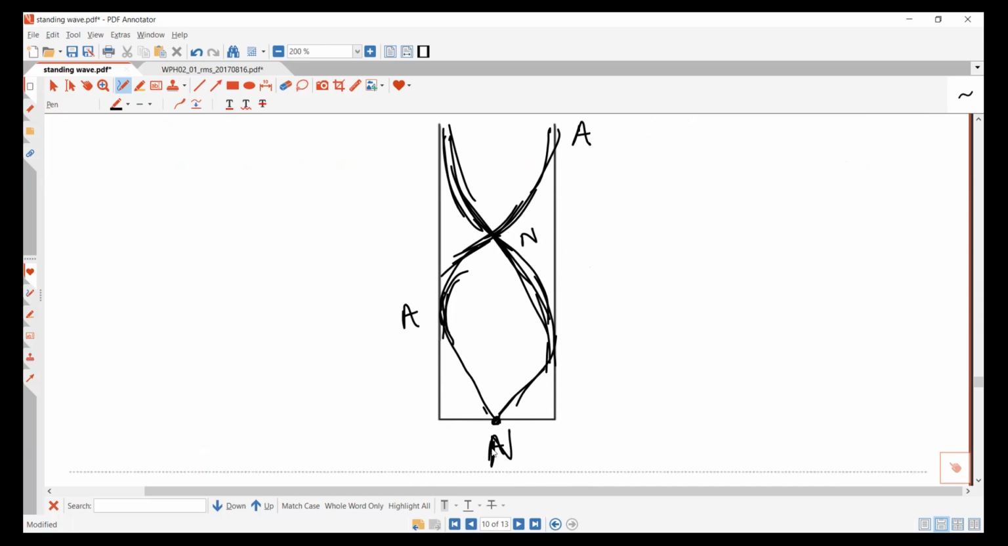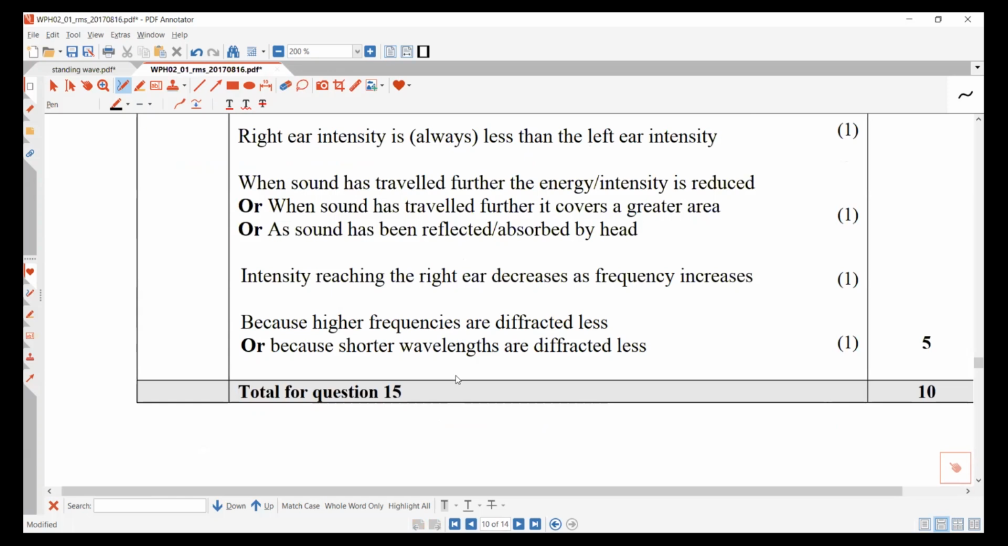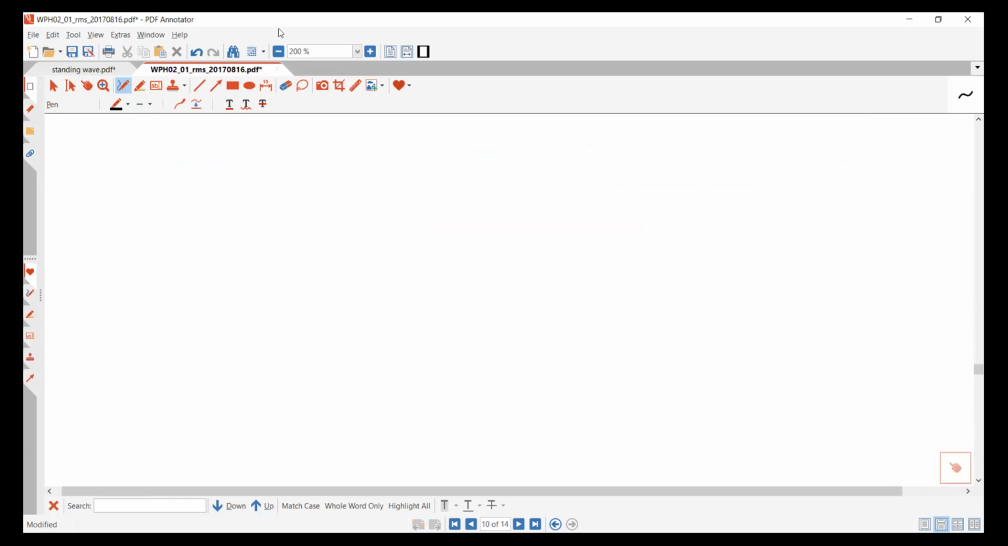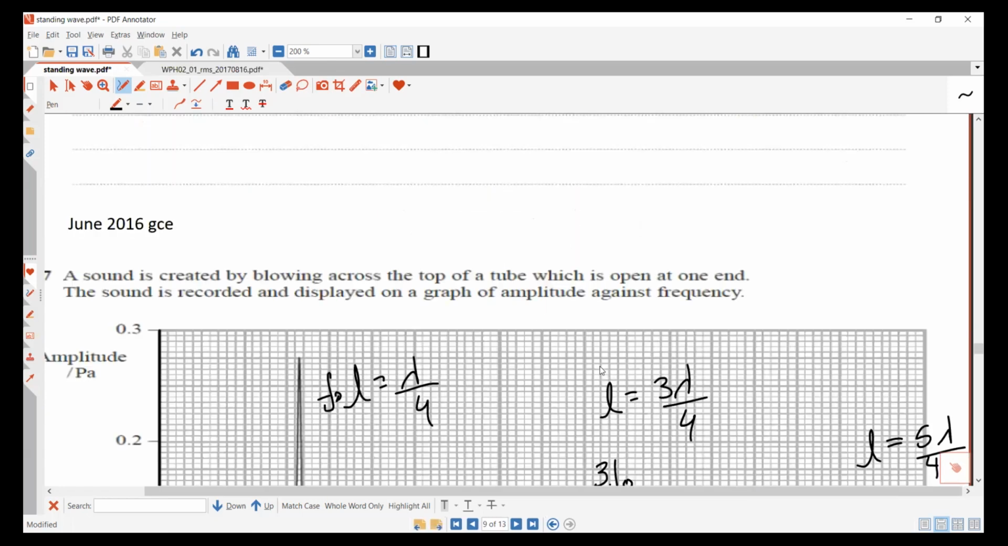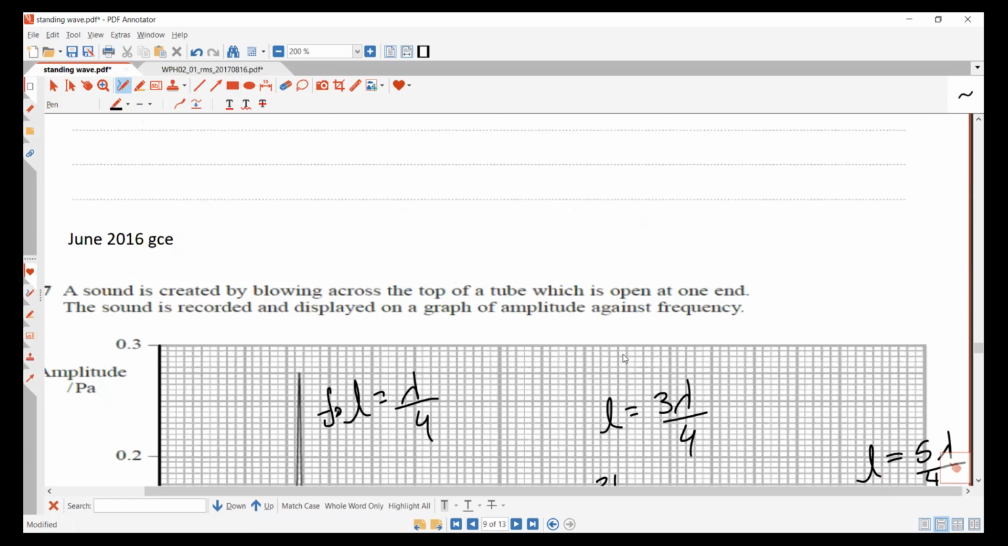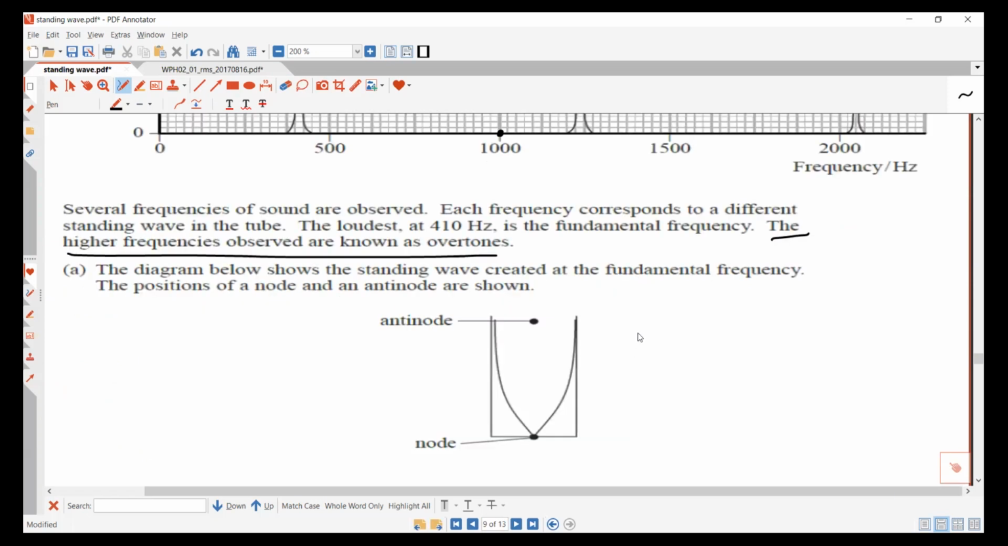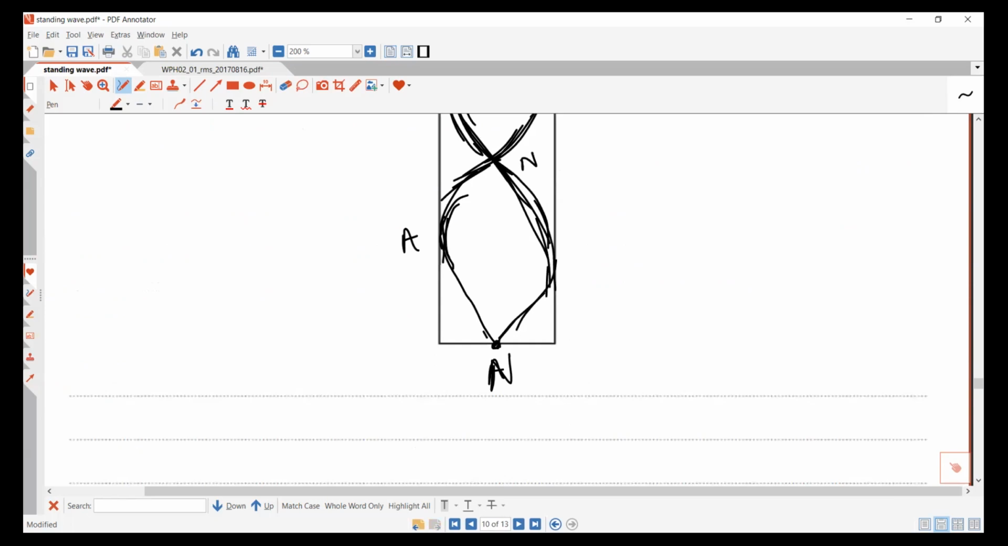In the mark scheme you can see they wrote this over here. Wait, let me show you. Which year is this? It's a new one, no? This is June 2016 GCE. Let's see the physics paper. June 2016 GCE.